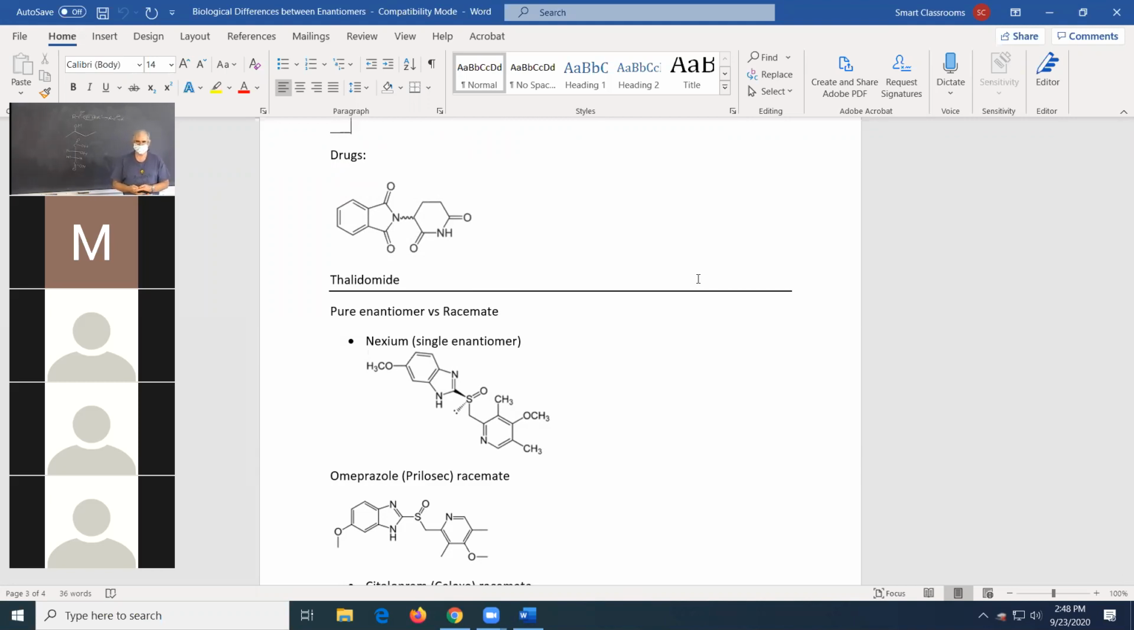And they started realizing that it was causing birth defects. So there were about 2,000 babies that died and about 10,000 that had birth defects. And the company tried to introduce it into the United States.